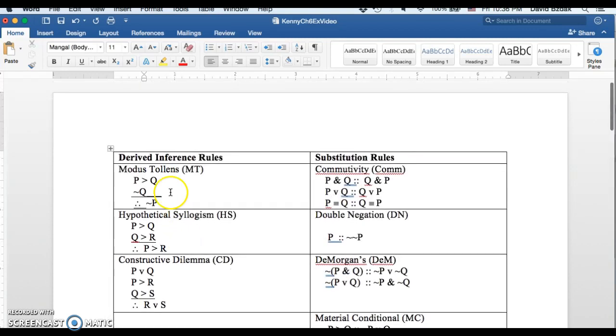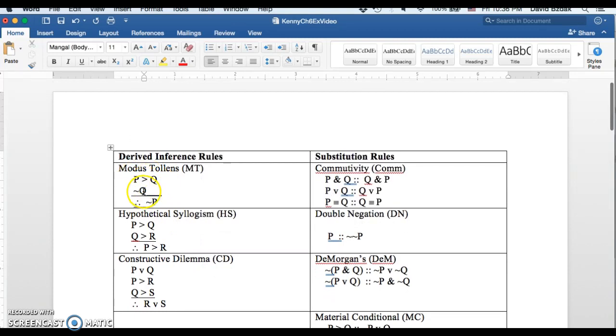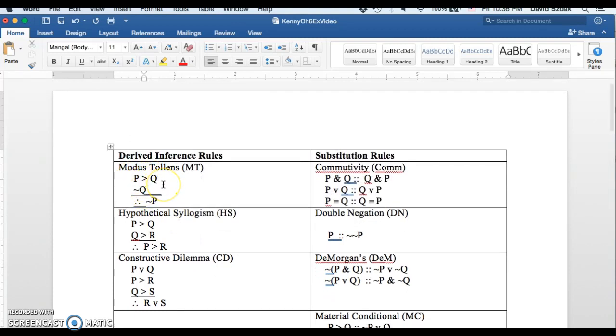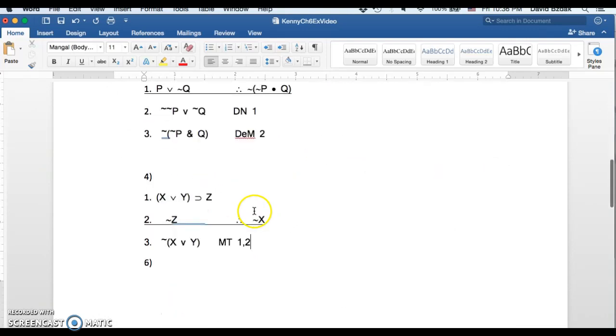Now again, modus tollens has 2 inputs, the conditional and the negation of the consequent. So it's always going to have 2 numbers after it, right? One of the numbers is going to be where I find the conditional, that's line 1. The other one is where I find the negation of the consequent, that's line 2.